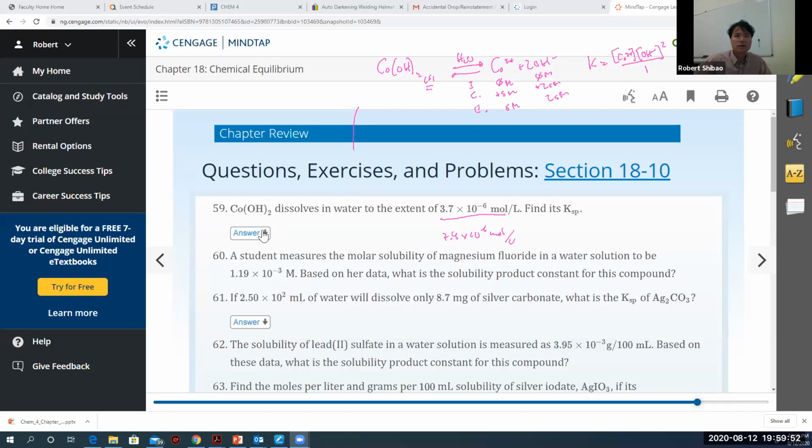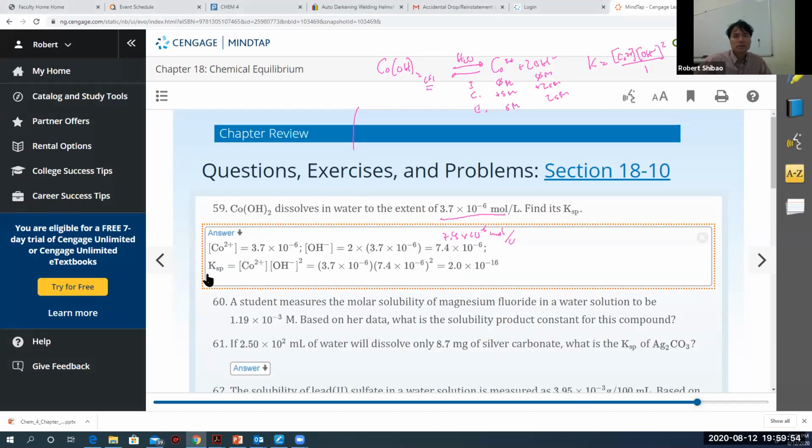So let's figure out the K. So here, this K is called Ksp, which stands for solubility product. And that's why they have SP here. So they figure out the cobalt concentration is 3.7 times 10 to the minus 6. Therefore, the hydroxide is double that, 7.4 times 10 to the minus 6. And then we plug it in here, 3.7 times 10 to the minus 6 for the cobalt, and then the hydroxide, 7.4 times 10 to the minus 6 squared, gives us 2.0 times 10 to the minus 16.